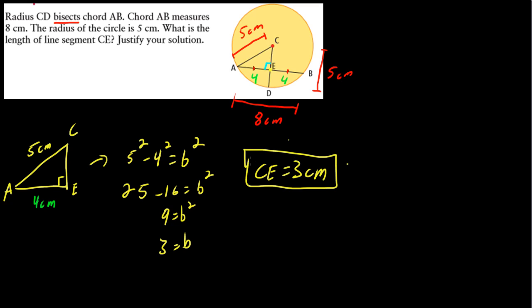Our justification for our solution is that since it's a bisected segment, we know that this is 4, and we also know that it's 90 degrees. So that's part of our justification. It's in our math. And then, of course, we just use Pythagorean theorem afterwards. So that kind of ends off this beginning example.